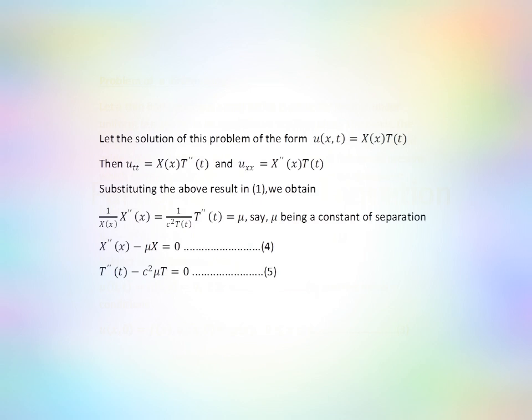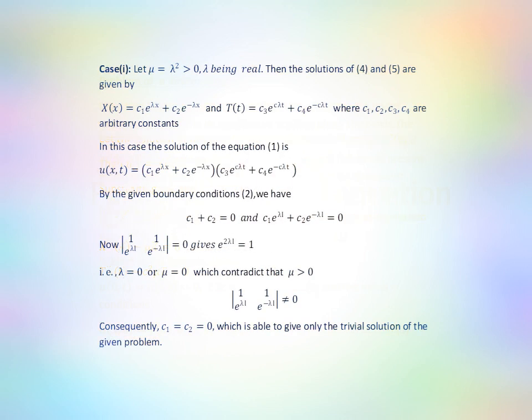Therefore, X double dash of x minus mu X equal to 0, and T double dash of t minus c squared mu T equal to 0. Case 1: let mu equal to lambda squared, which is greater than 0, lambda being real. Then the solutions of 4 and 5 are given by X of x equal to c1 e to the power lambda x plus c2 e to the power minus lambda x, and T of t equal to c3 e to the power c lambda t plus c4 e to the power minus c lambda t, where c1, c2, c3, c4 are arbitrary constants.